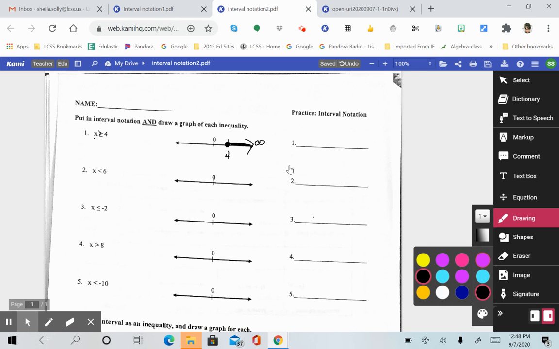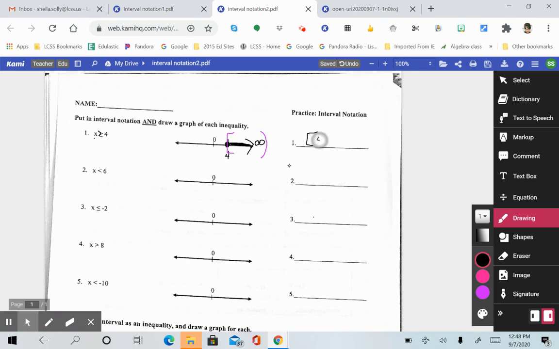So now, to put this in the interval notation, remember that we have a bracket when we have a filled circle and a parentheses at infinity. So now we just write exactly what we see from left to right. Bracket 4, comma, infinity, parentheses. This means the interval from positive 4 to infinity, and the bracket tells us that the 4 is included.